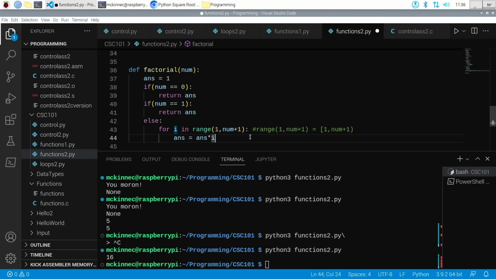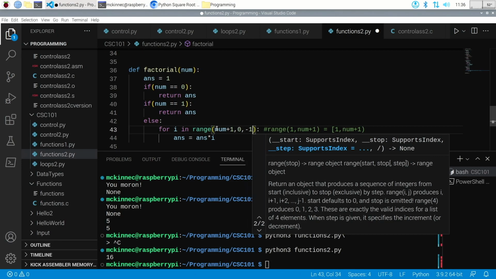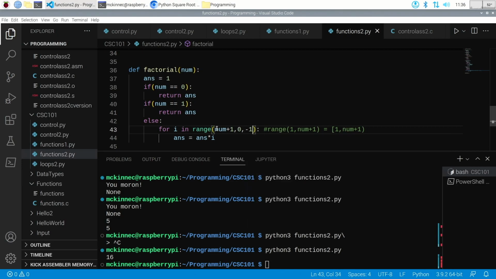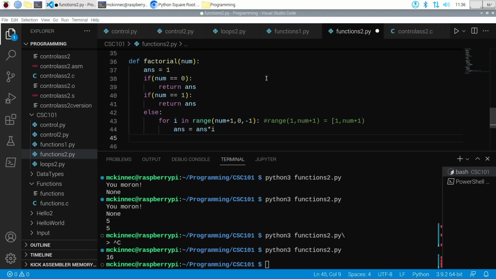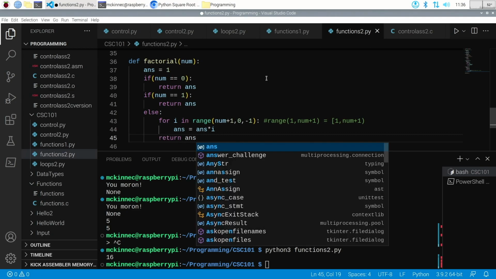In this case, which direction am I counting? I'm counting upwards, but how did I define the factorial function? Counting down? Could I reverse this to count down? Sure. I can go num plus 1 to 0, counting by negative ones. So that would work. All right, let's test it and make sure it works. Oh, and then I need to return ands there.